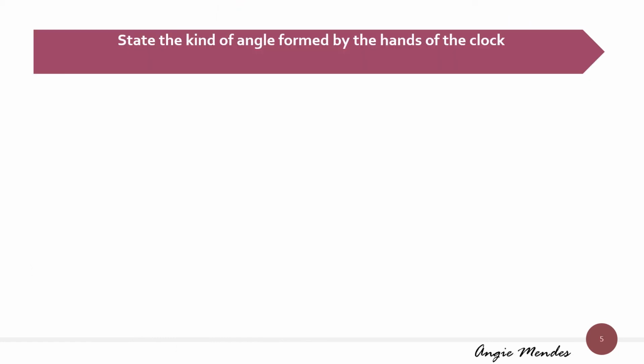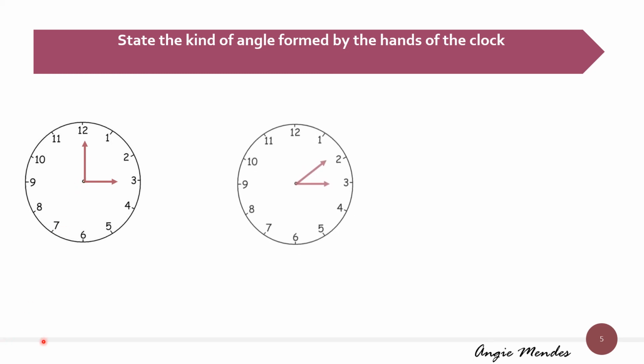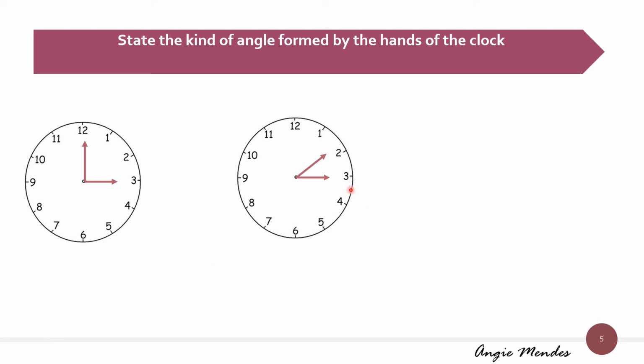Did you know that the hands of the clock make angles between them? Here's a clock face, and we have the hour hand at 3 and the minutes hand at 12. Do you remember what kind of angle this is? Yes, this is a right angle. What about this one? When the hour hand is at 3 and the minutes hand is at 2. This looks like a rather small angle. Do you remember what we said about small angles? Yes, this is an acute angle.